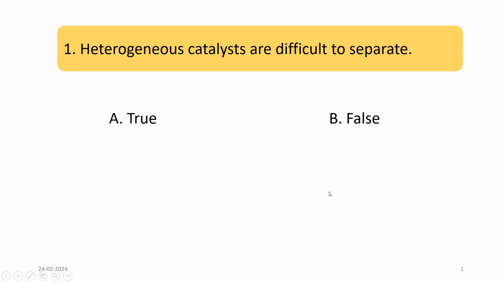So the first question is, in this week, the Saras taught about the heterogeneous catalysis, the ethyl benzene production, and isobutene production. So we'll be discussing around those topics. The first question is, heterogeneous catalysts are difficult to separate. Is it true or false?